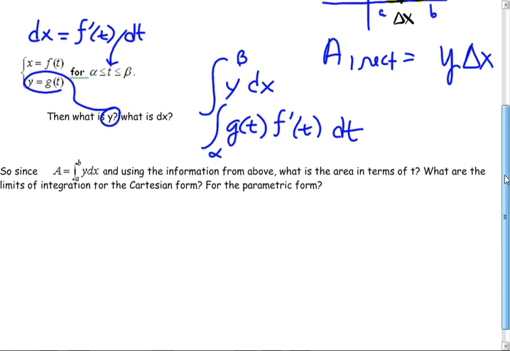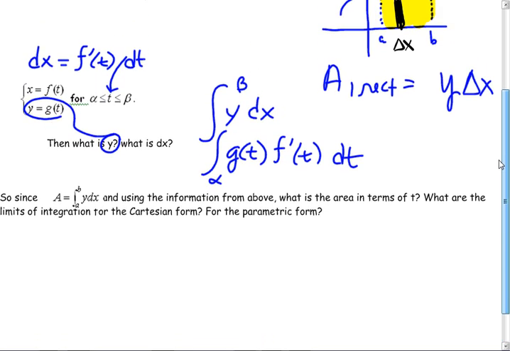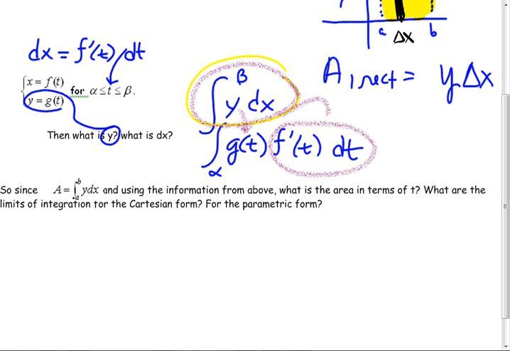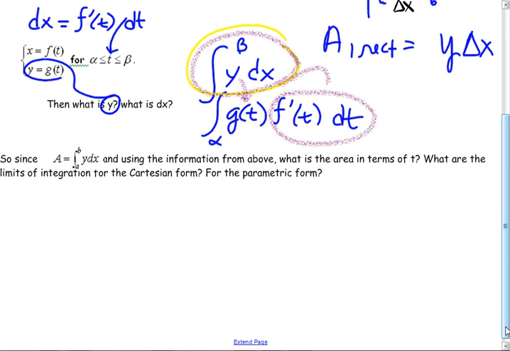If you can remember, if the integral of an area under a curve is y dx, then if you're given parametrics, all you do is put in the y value, find dx, which is the derivative times dt. And that's all there is. Mostly it's going to be a calculator problem. So let's do a problem.